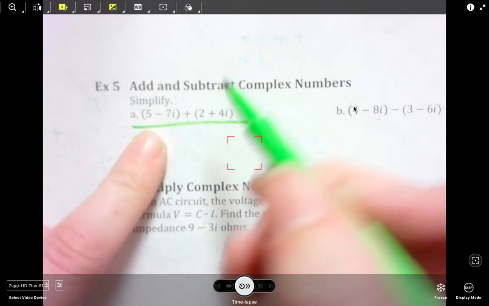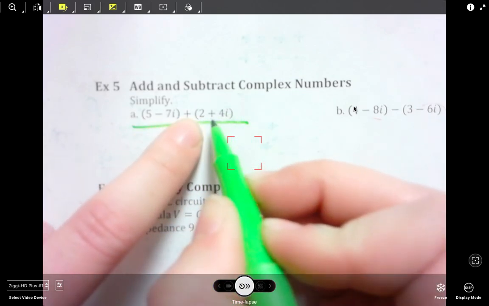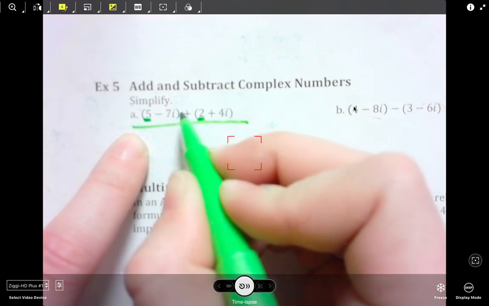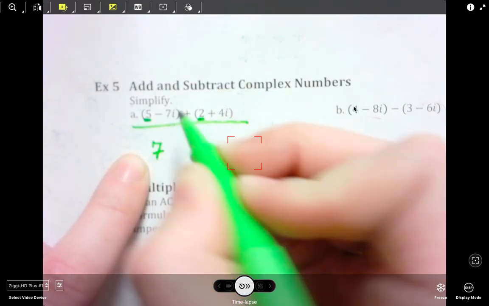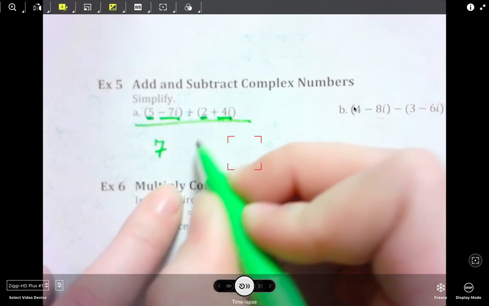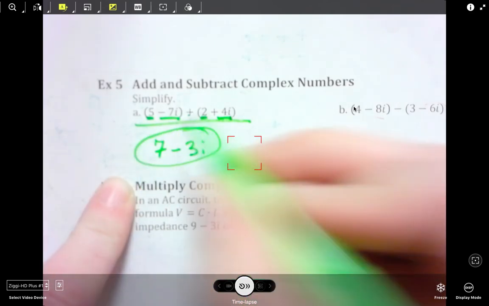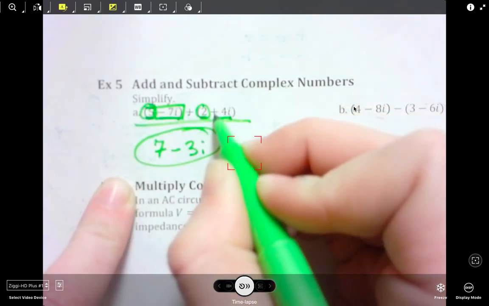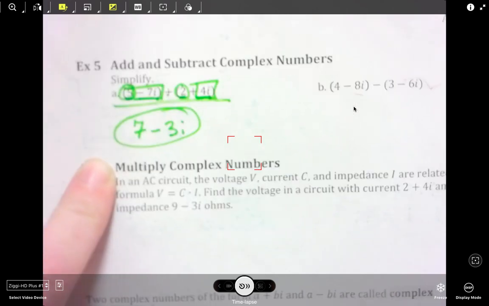If this was an x here. So 5 minus 7i plus 2 plus 4i. You're going to take the 5 and join it with the positive 2. 5 plus 2 makes 7. Negative 7i plus 4i is going to be negative 3i. And that's it. You join the 5 and the 2, and you join the negative 7 and the 4, because you're just adding and subtracting.